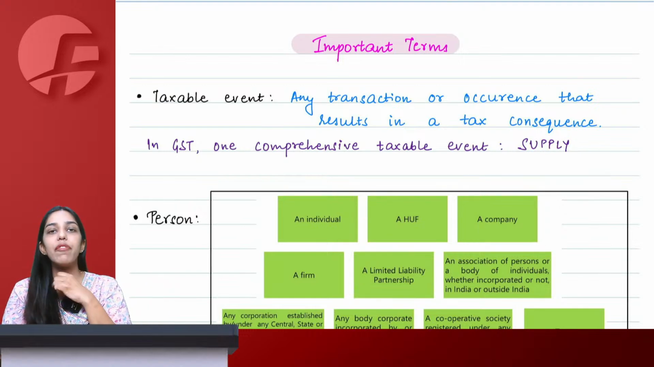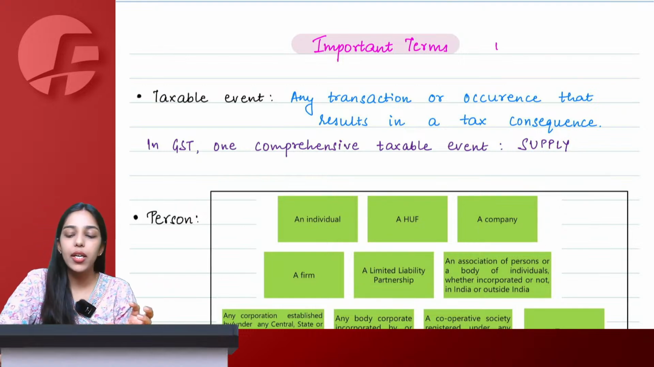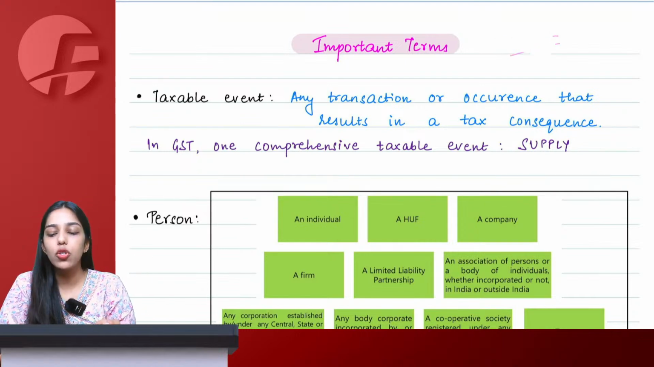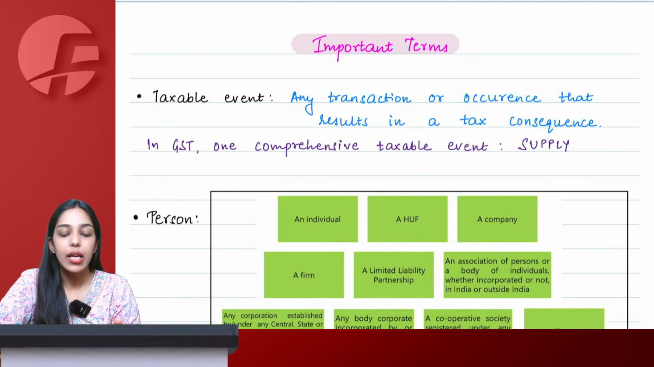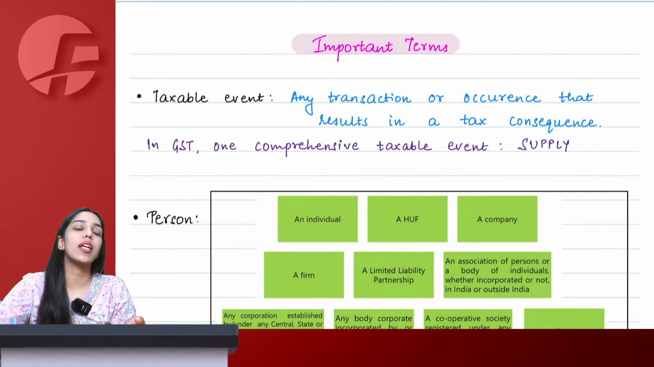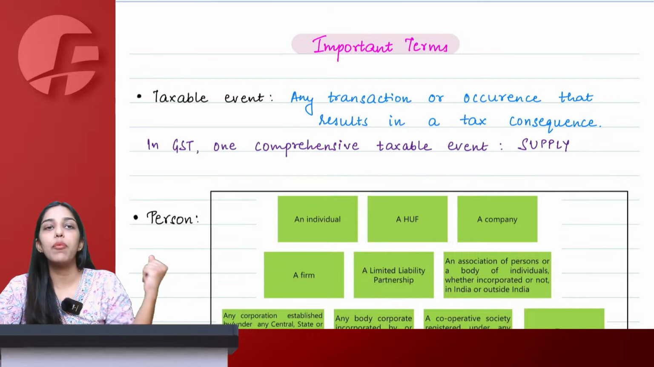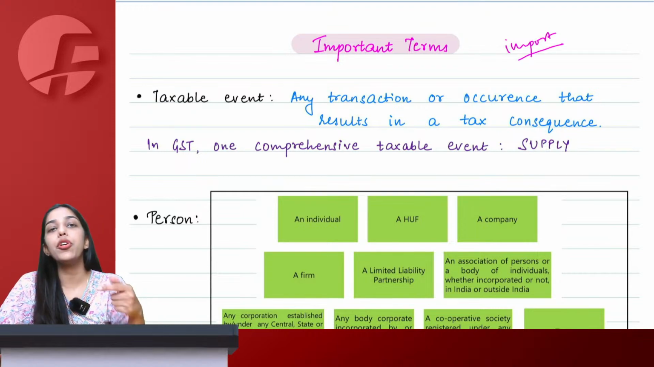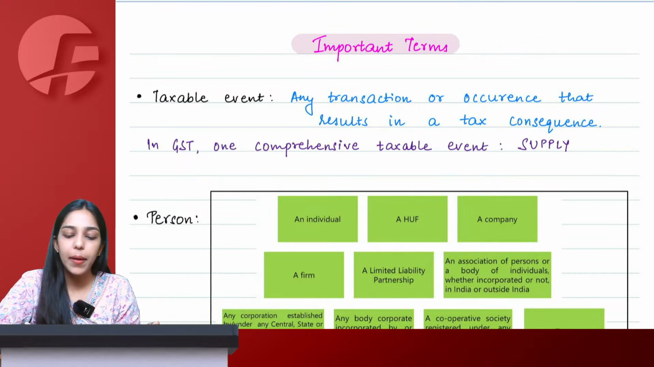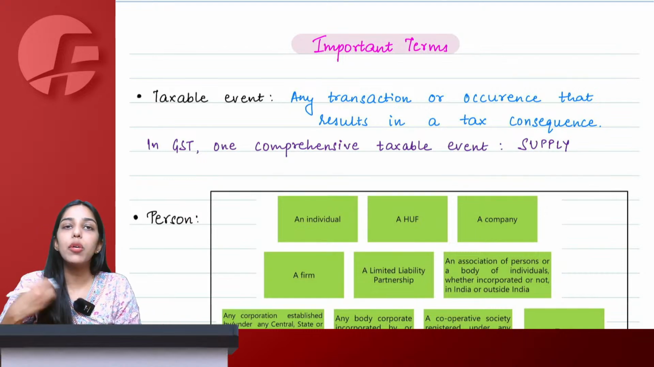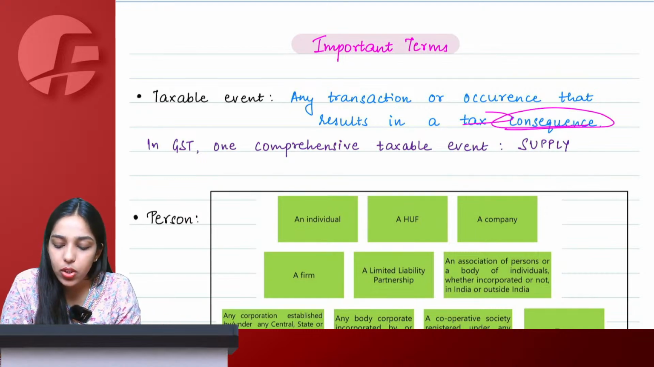Which means today if I earn something, if I earn income, only then income tax can be levied on me. If there is no income, how can you levy income tax? If there is some dealing in property, only then property taxes can be levied. If there's no property, how can property tax be levied? If I import something, only then import duties can be levied. So simply, every tax has some taxable event which automatically triggers the tax consequence.